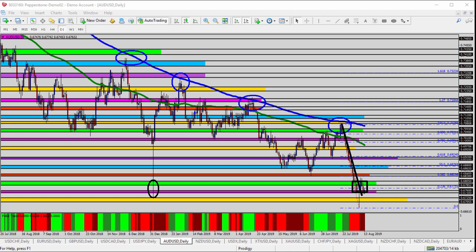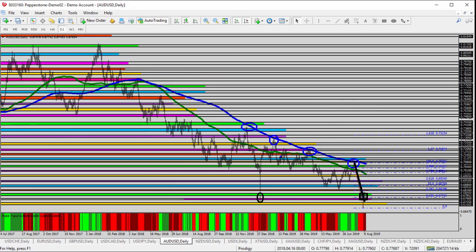Looking here on the daily time frame, I've zoomed way out so we can see long-term history for this currency pair. Clearly it has been in a significant downtrend for quite a long time. I could probably even zoom out one more time and you can see how significant this downtrend is. And it's also significant the areas of support that we are at right now.